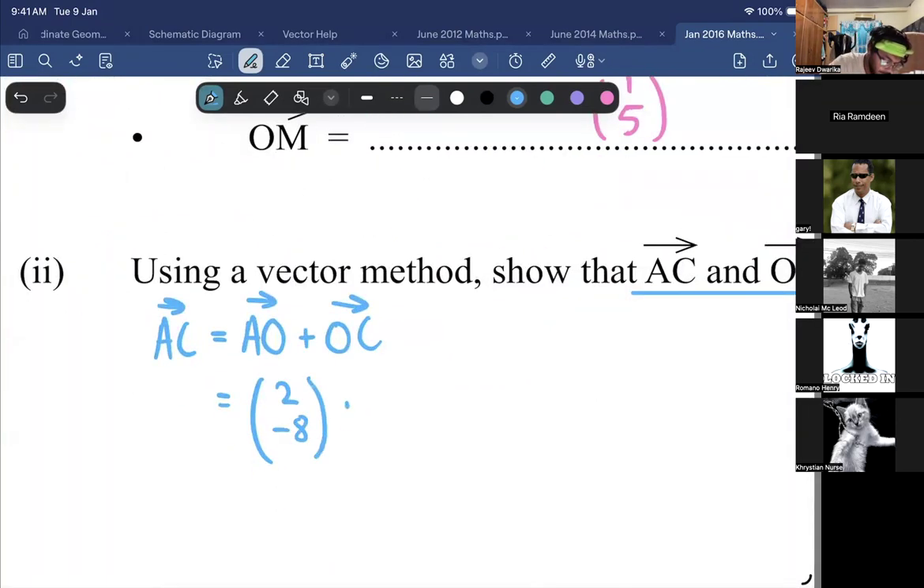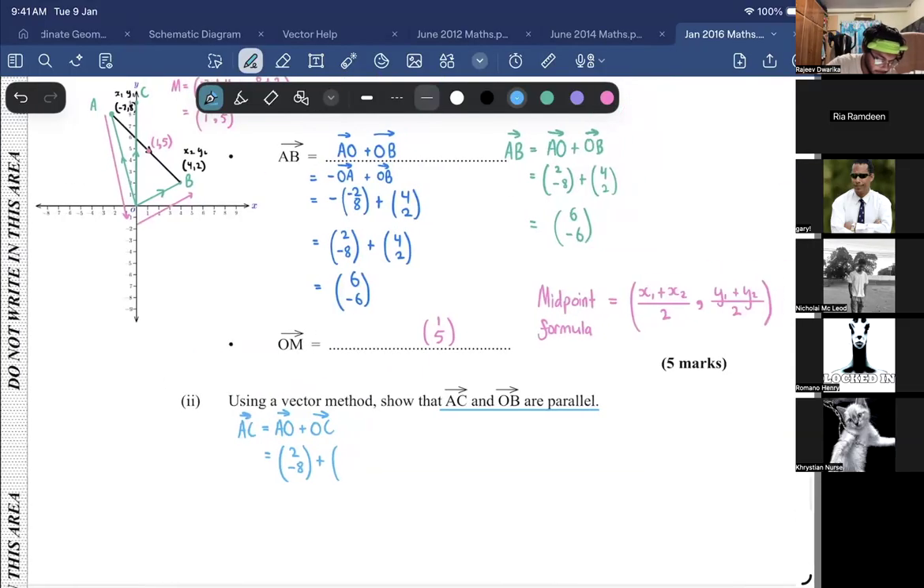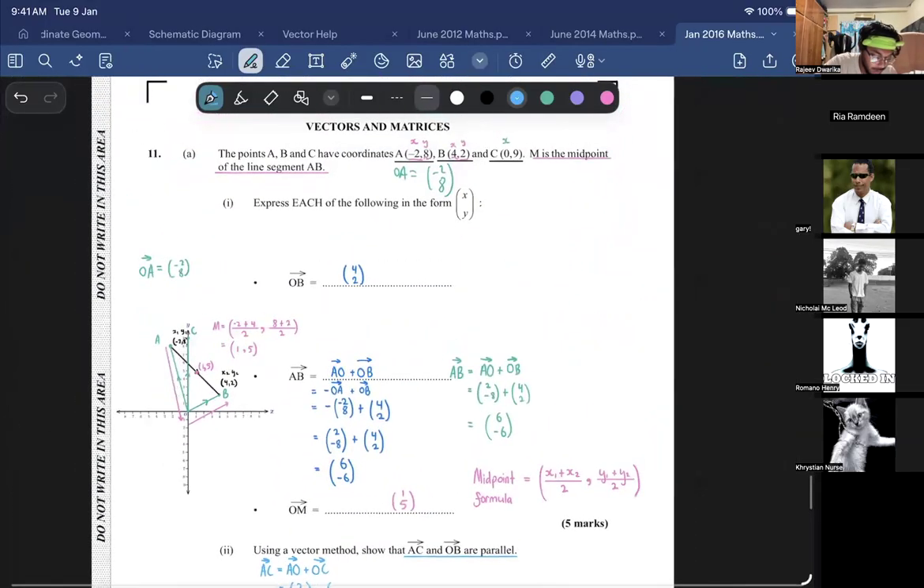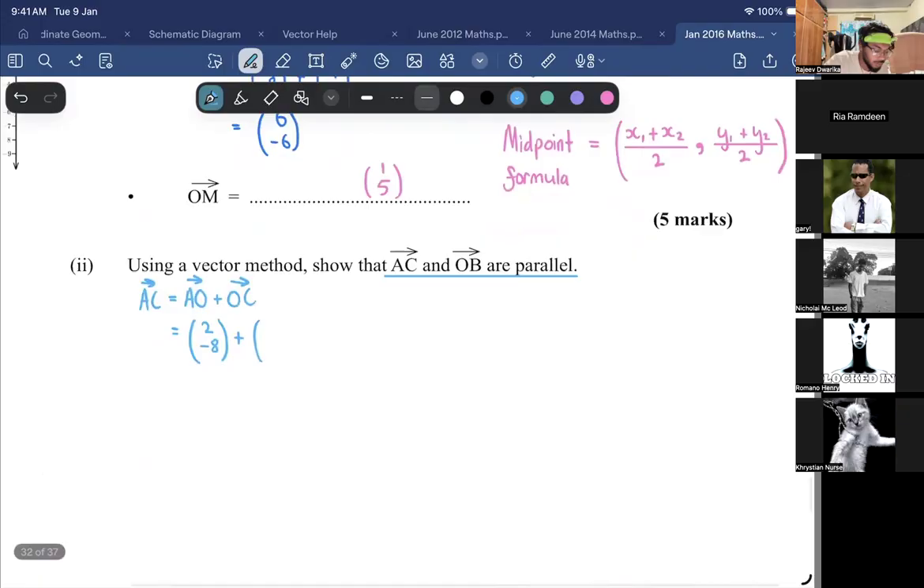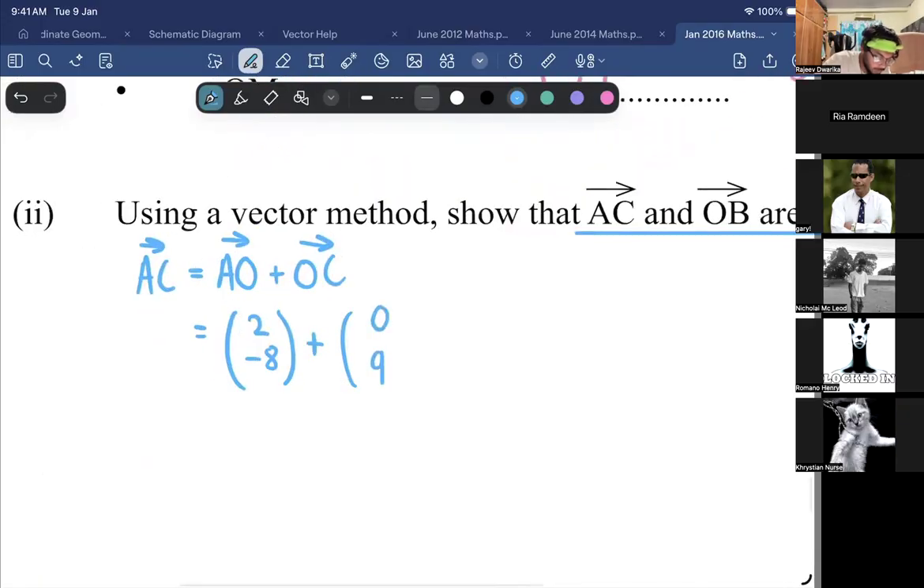Bam. Now let's look at OC. They gave us OC in the question, right? OC was what? 0, 9. So when you add that, what are you going to get? 2, 1. So we finally have AC.